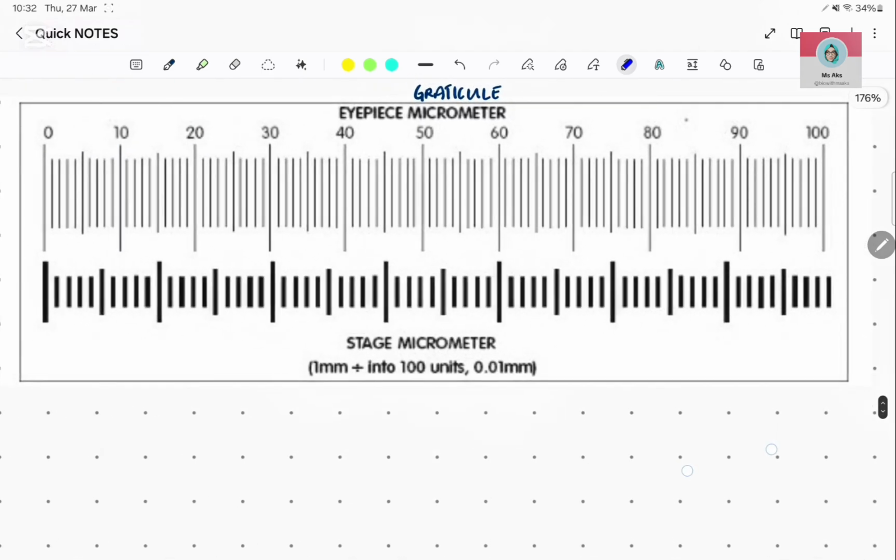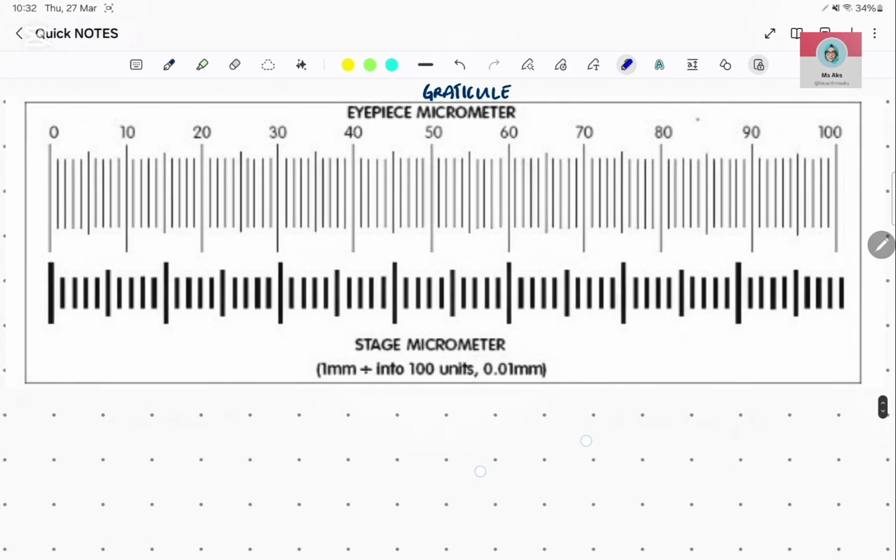So what must you do? The first thing you must do is try to align the stage micrometer at the bottom and your eyepiece graticule together. Noticing that in this image, they have aligned the stage micrometer exactly at 0, aligned together at 0 division of the eyepiece graticule. The next thing you need to do is find the next line where the stage micrometer and the eyepiece graticule are well aligned to one another.